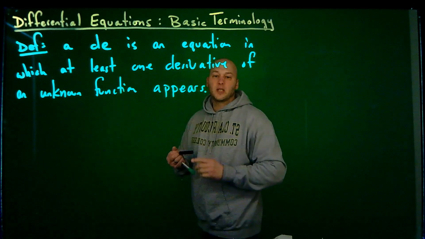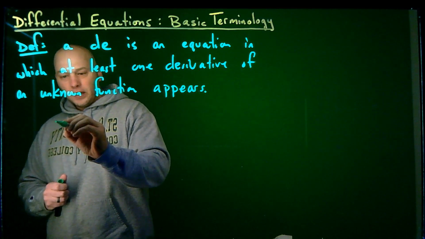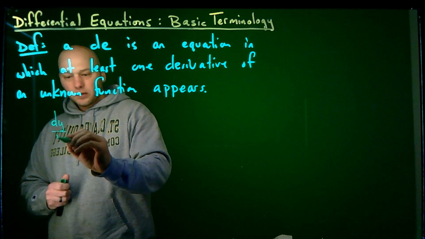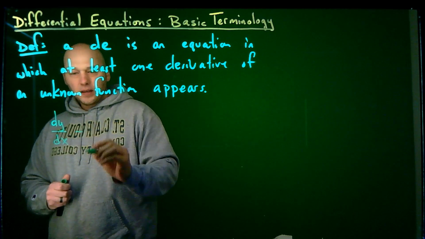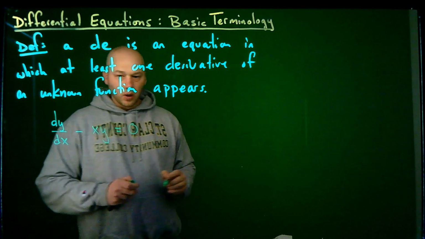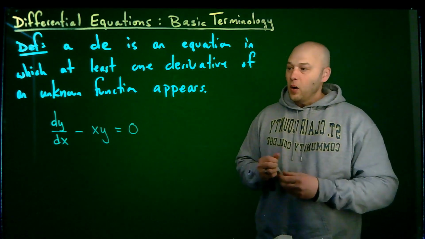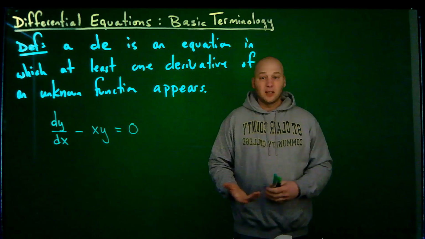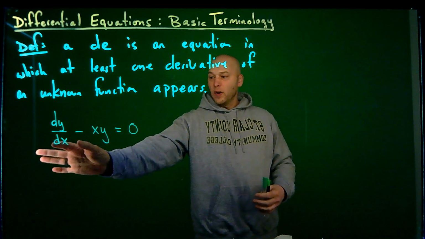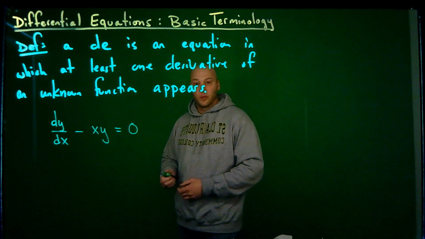Let's look at some specific examples of differential equations. Let's say I have dy dx minus xy is equal to 0. So this would be a differential equation because y would be my function of x, it's unknown, and a derivative of that function appears as a term within the equation.